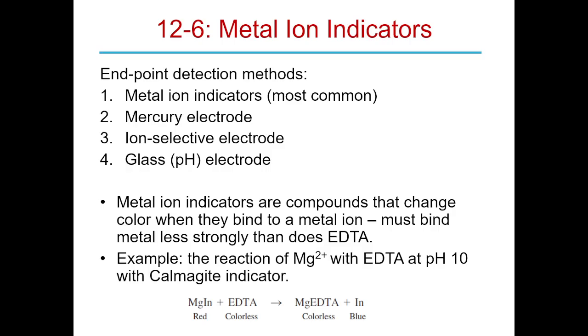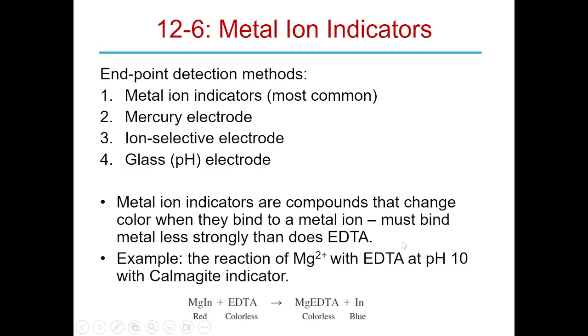Okay. So there's a variety of different metal ion indicators or endpoint detection methods for these. We have the metal ion indicators, which are the most common form of endpoint detection because they're a color change, they're easy to put in, they're easy to use, right? And they're cheap. Well, relatively cheap, at least for the initial setup costs. We have mercury electrodes, we have ion selective electrodes, and we have a glass pH electrode.